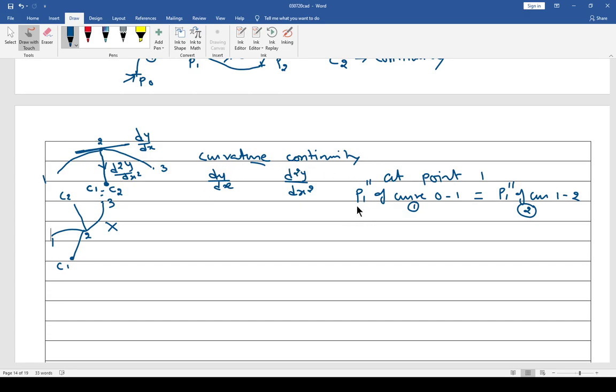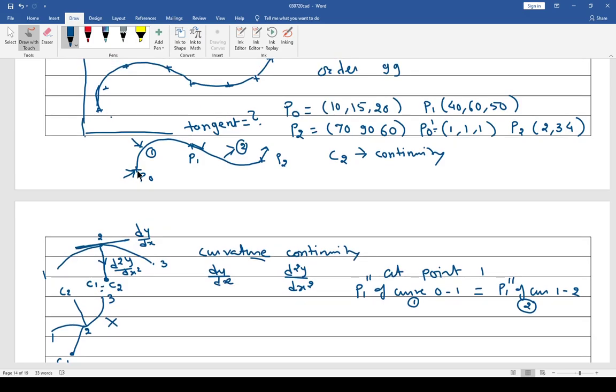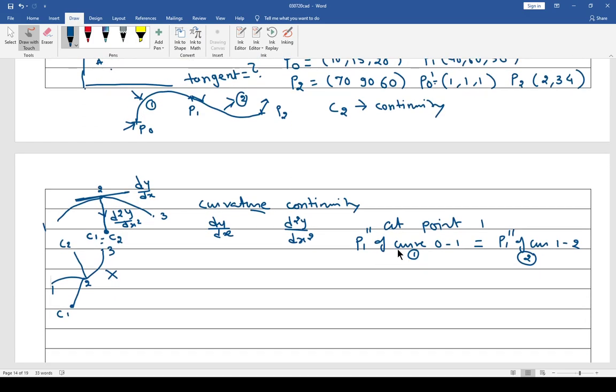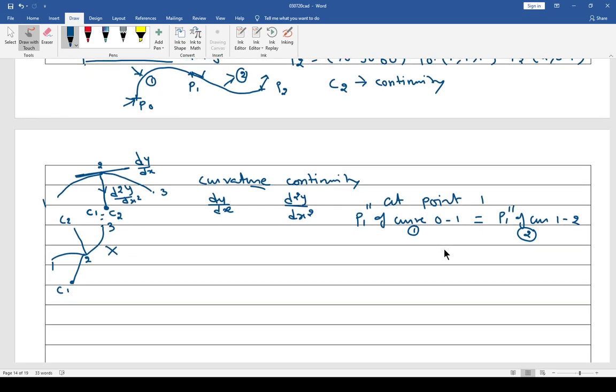Therefore I am saying P1 double dash at point 1. I just highlighted P1 double dash. Why? Because I started with P0, P1 and P2 dash, P2. So P1 double dash of curve 0 to 1 should be equal to P1 double dash of curve 2. If that is the case, I could say curvature continuity is achieved according to this formulation. So now just let me know whether you have understood this or not.